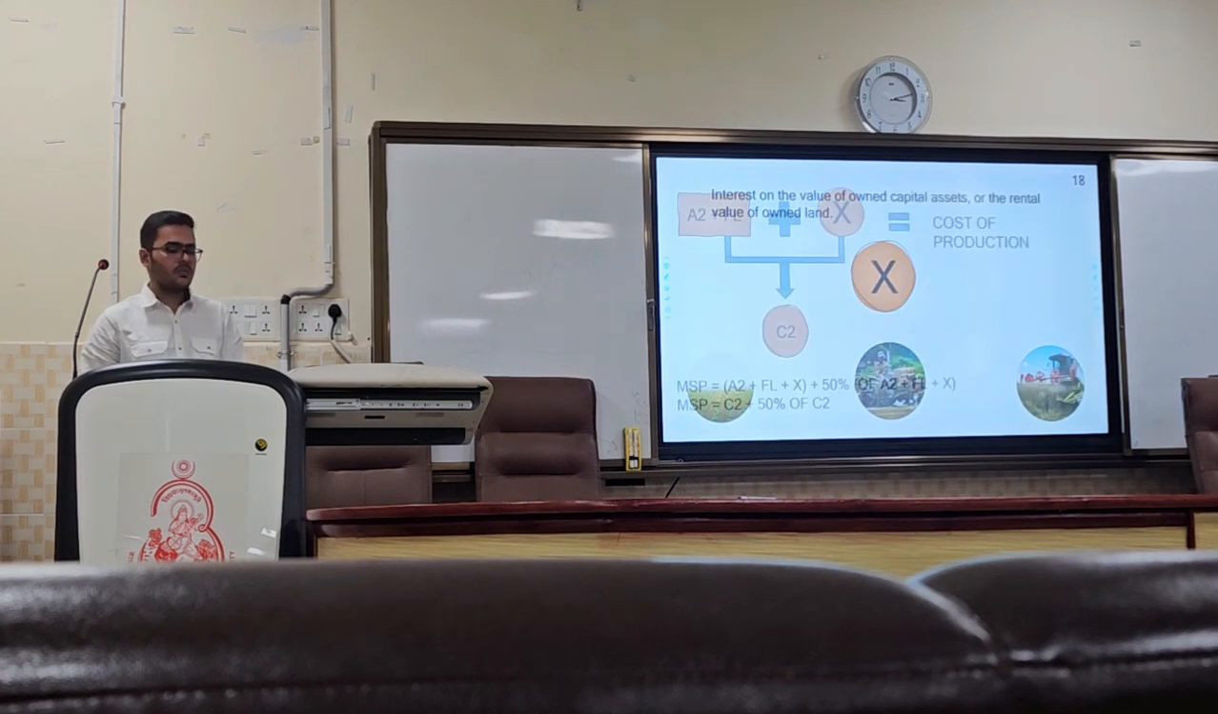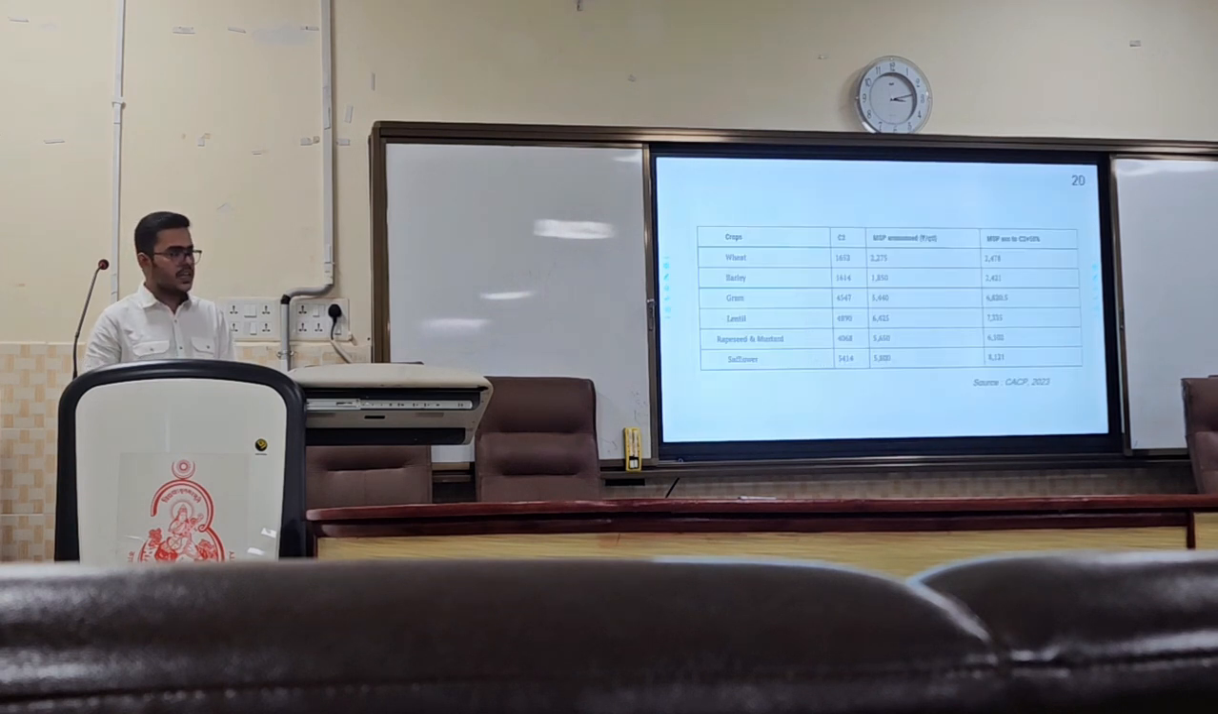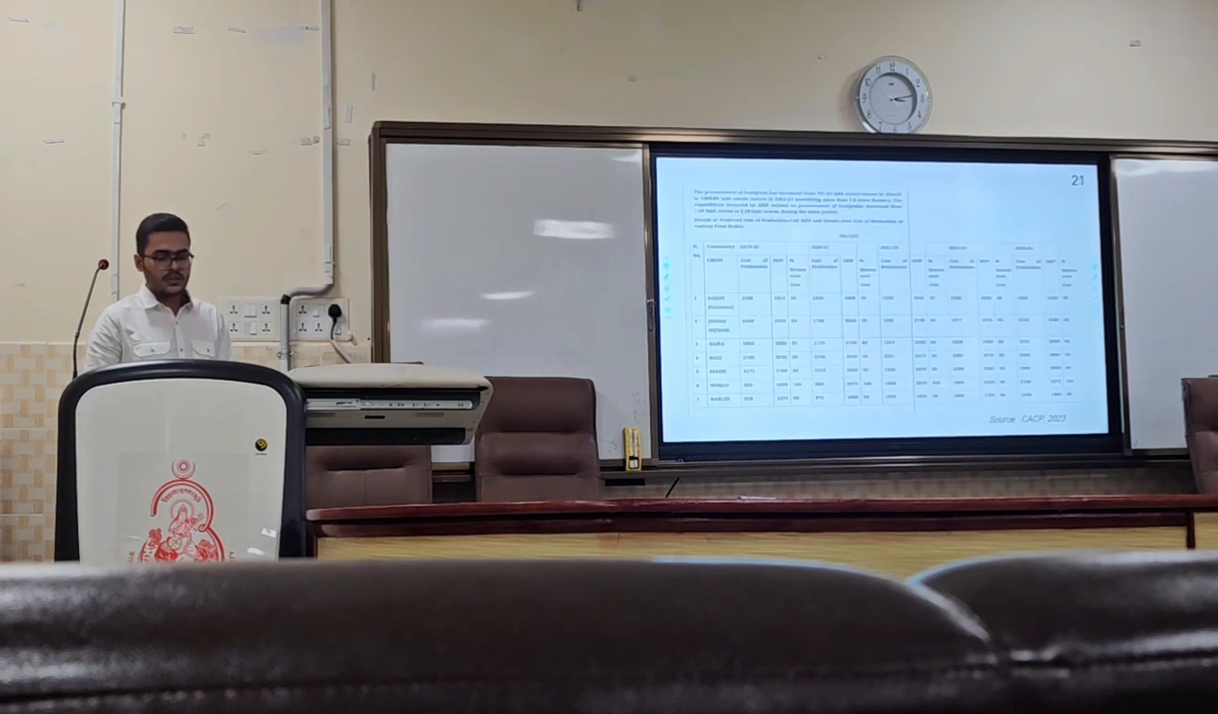Now what difference does this one variable, C2, make in the MSP? Why this demand? This chart shows, in the first line where 2275 is written, it is based on A2 plus FL. But when you see the other, it is C2 plus 50%. So MSP is being calculated, and it is CACP data. You can see a 9 to 40% increase in MSP. That is why the demand is there. And this data shows the previous 5 years of data of major crops: cost of production, MSP, and percentage return over cost.